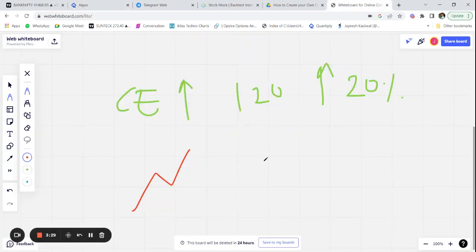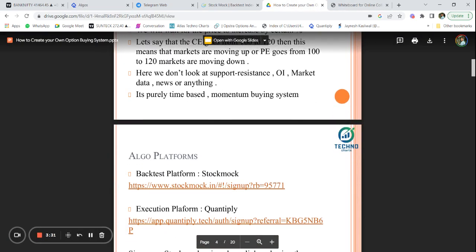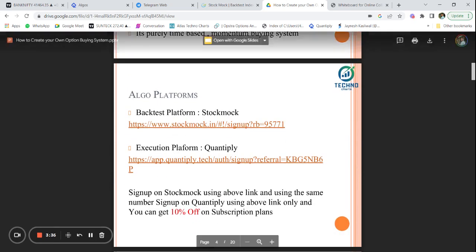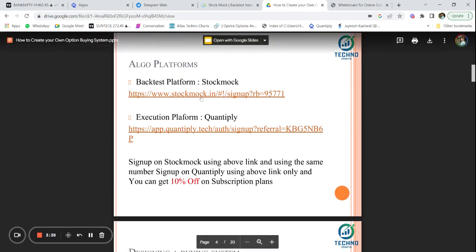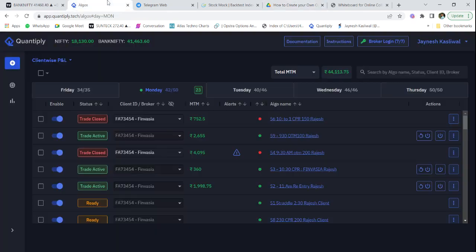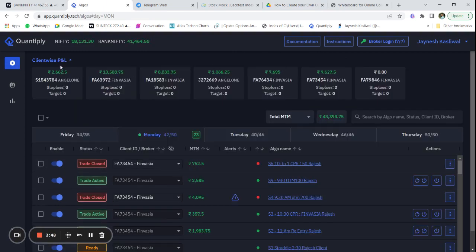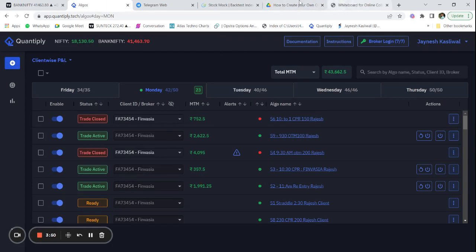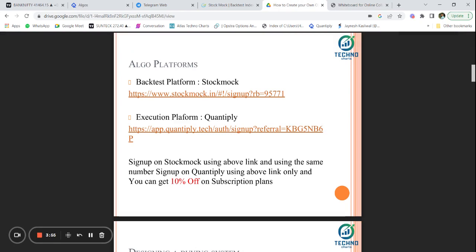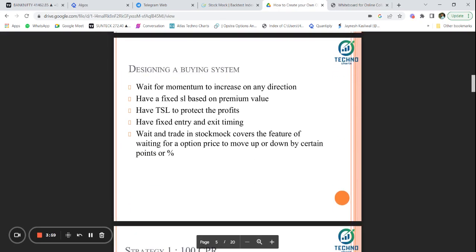Right now, coming back to the system, it is purely a time based option buying momentum system. For this, the backtest platform that I'm going to use is Stockmock, for which the link would be in the description, and the execution platform from where I'm tracking all my positions and portfolios in different accounts is Quantiply. We are going to execute this option buying strategy in the Quantiply app in the next video. Right now, designing a buying system.